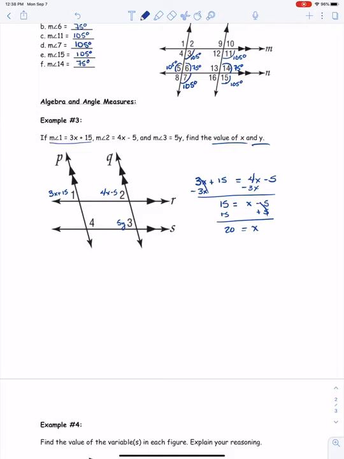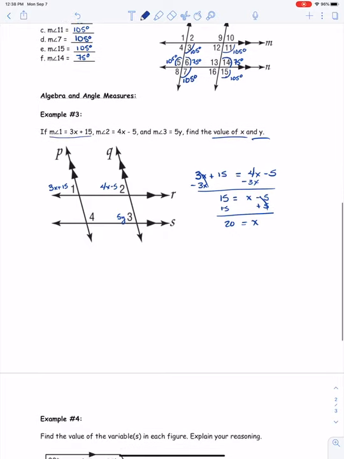Well, let's look at our special relationship between 2 and 3. Again, 2 and 3 are corresponding angles. We know that they are equal to each other. They're congruent. Now we have a problem. So let's go ahead and write our equation. So we know that 4x minus 5 equals 5y. Right now we cannot solve this because we have two variables. But remember, we already found out what x equals in the previous problem, okay?